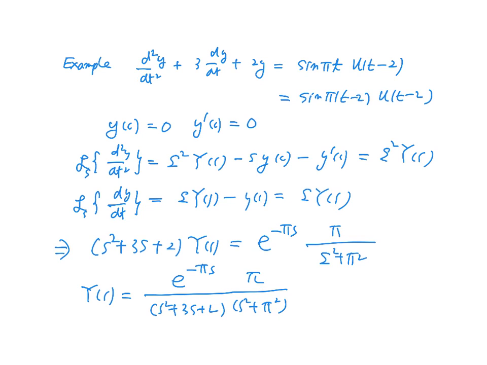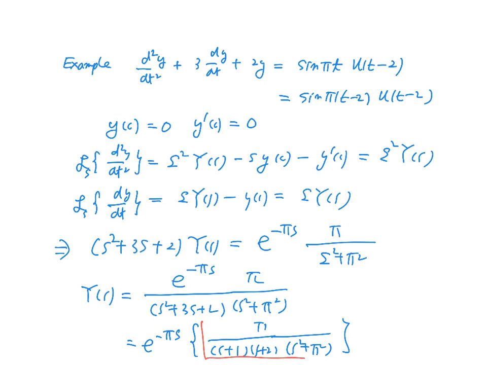So we are going to have a delayed response, I think. So exponential minus pi s is in front of everything. So we have pi over (s plus 1)(s plus 2)(s squared plus pi squared). So let's call this some G(s). So what do we do? You can find out using partial fractions, 부분분수.